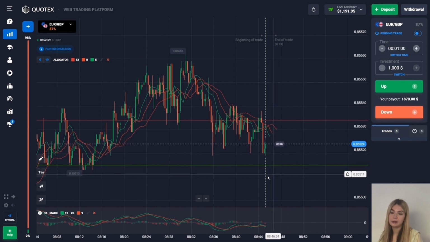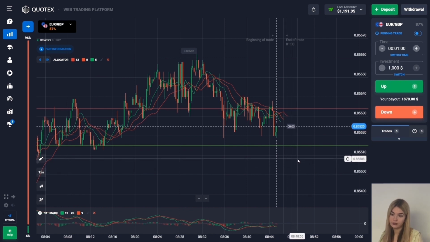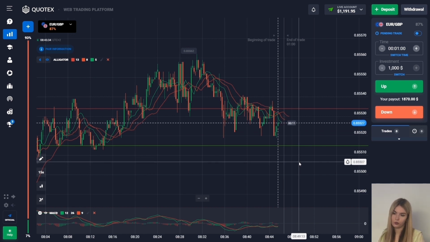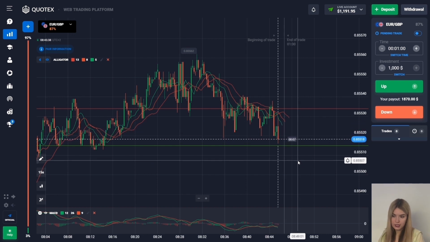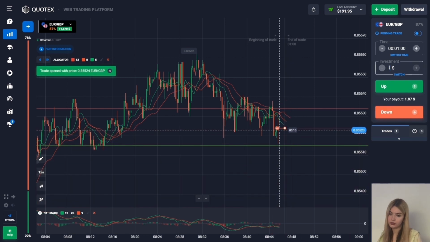Since the price movement has been significantly downward lately, we are also near the support level. So maybe we will test it or at least trade near it. Therefore, when a long red candle appears and there are more obvious signals on the indicators, I will go down for 1 minute with $1,191.